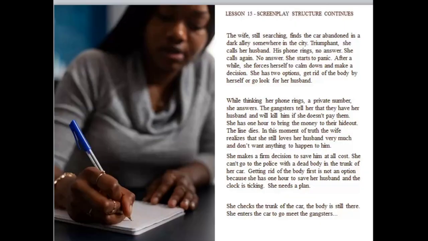A private number. She answers. The gangsters tell her that they have her husband and will kill him if she doesn't pay them. She has 1 hour to bring the money to their hideout. The line dies. In this moment of truth, the wife realizes that she still loves her husband very much and doesn't want anything to happen to him. She makes a firm decision to save him at all costs.